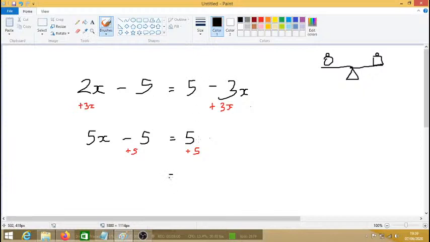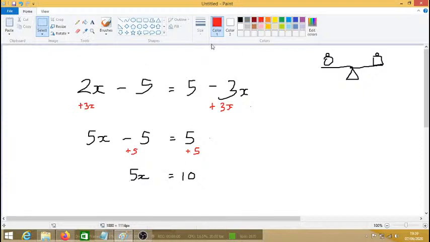So let's see how that looks. We're going to end up with 10 on the right. We're going to end up with 5x on the left. Minus 5 add 5 is just going to be 0, so I can just put a dot, and then I can move my 5x across. So 5 times something is equal to 10. Let's divide both sides by 5. I'm going to divide by 5 on both sides.